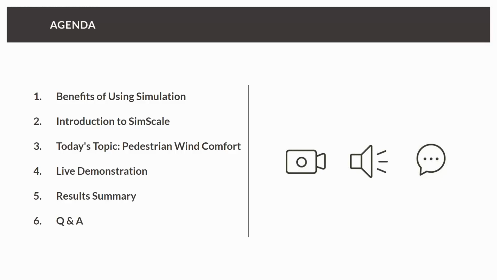And then we're going to go for a result summary. So we're going to show you the visualizations and the graphs in which we say that this case is valid, and our solvers are valid, and why they are valid. And then we're going for a QA session. So you get to ask me things about this case, things about pedestrian wind comfort, SimScale in general, or just, hi, how you doing?